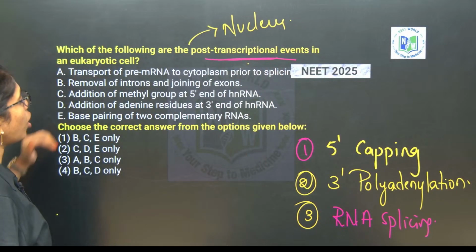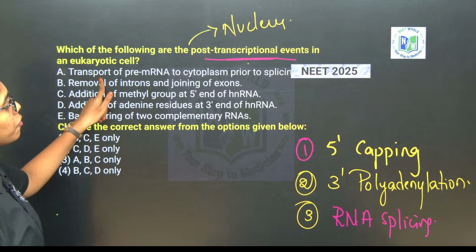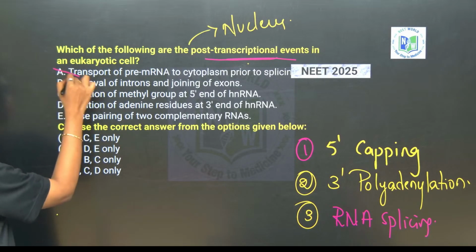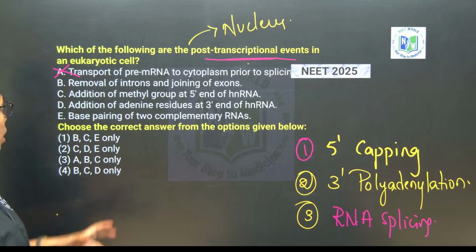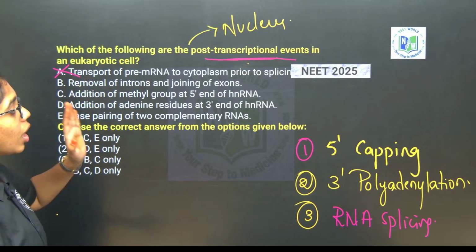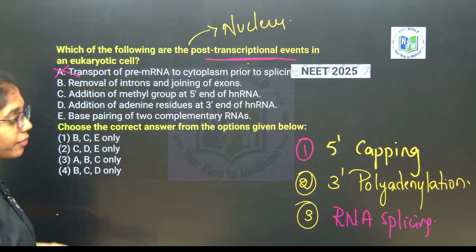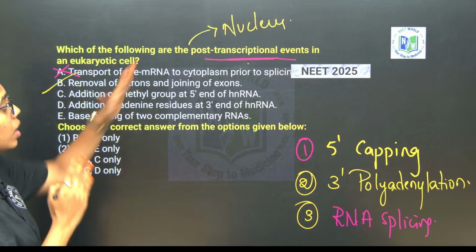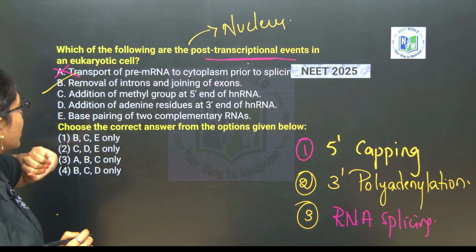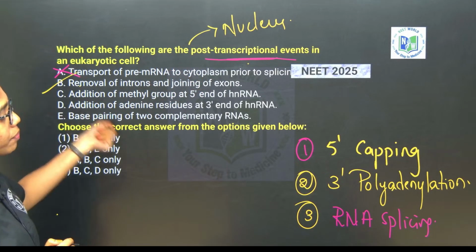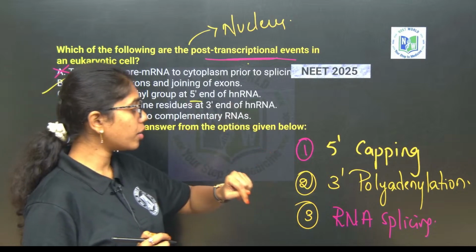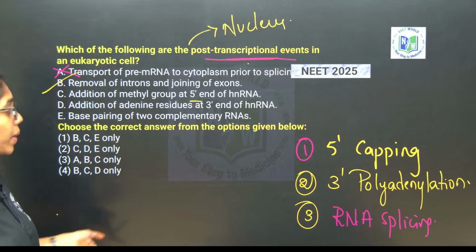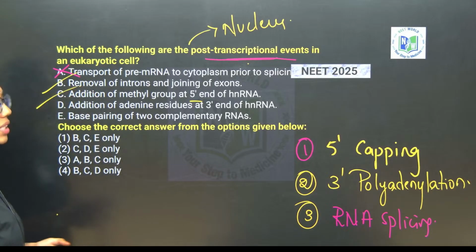Now look into all the statements. Transport of pre-mRNA to cytoplasm prior to splicing, no, this is not a post-transcriptional event and will not happen at all. B is removal of introns and joining of exons. Yes, this is RNA splicing, a post-transcriptional event. C is addition of methyl group at 5' end of HnRNA, heterogeneous nuclear RNA. Yes, that is 5' capping. So option C is right.